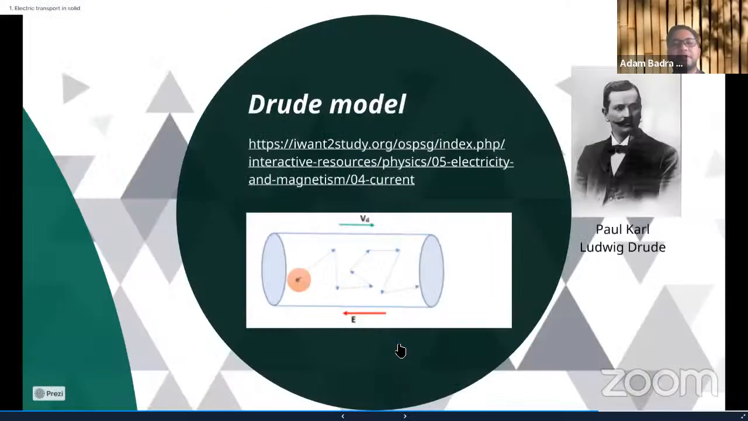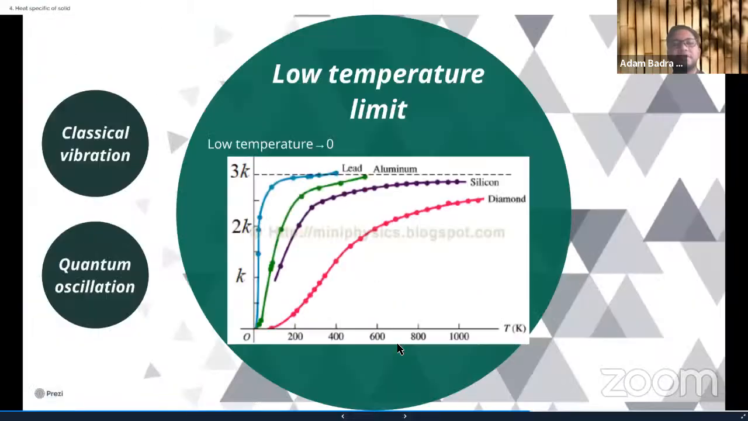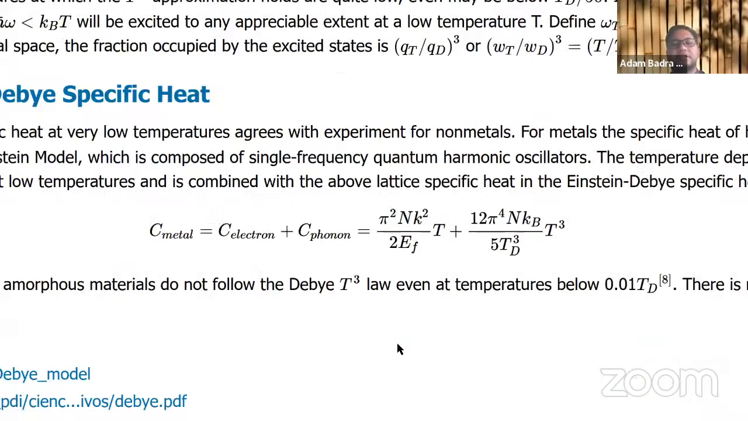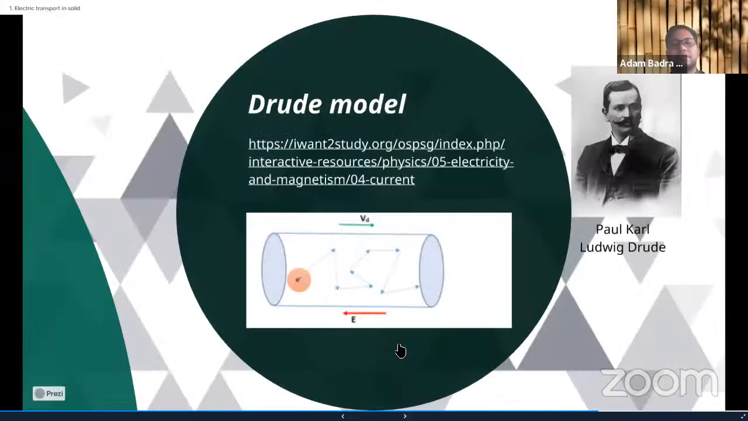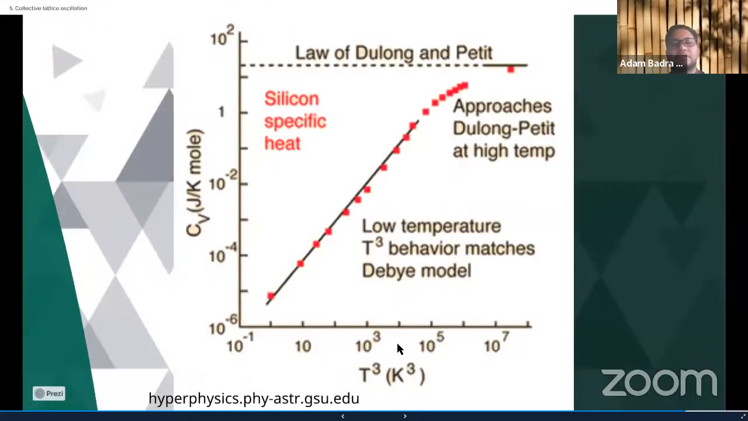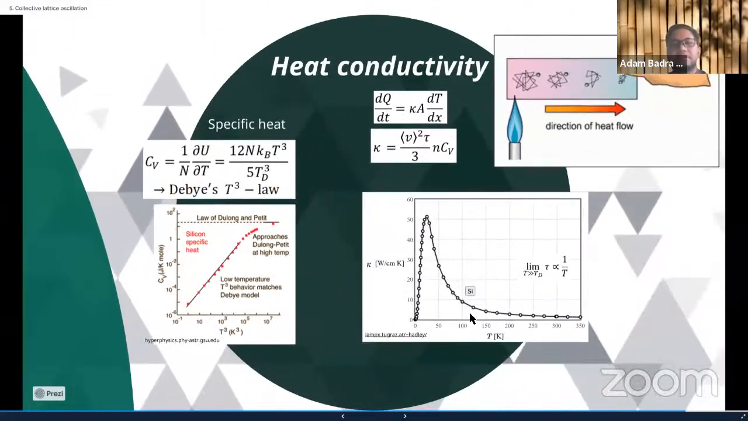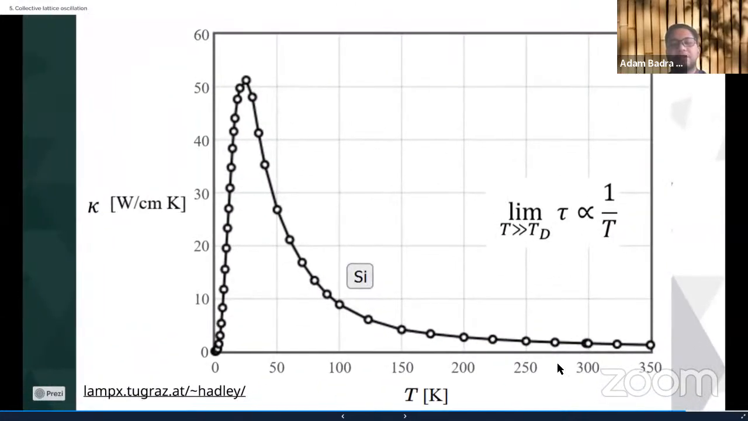Why? Because in the phonon case, at this temperature, for example room temperature, around 300 something, right? Their kappa becomes small because of this tau. The tau of the phonon is quite different from the tau of the electron.